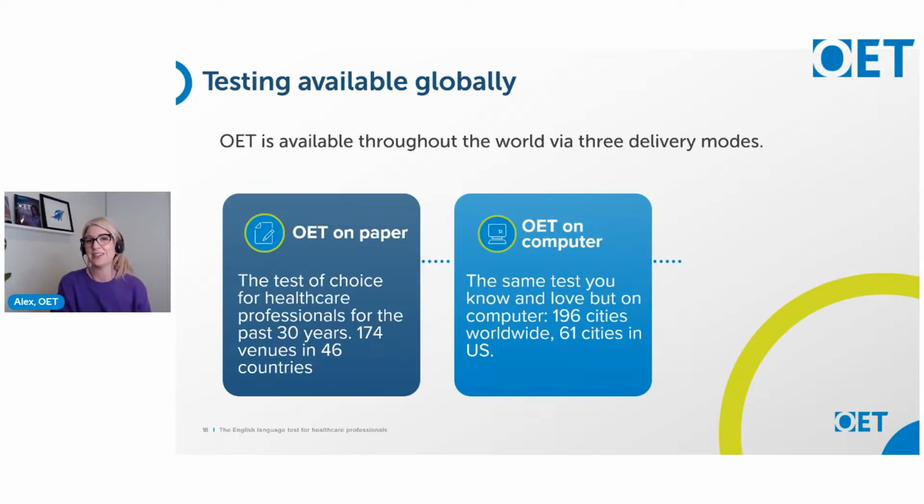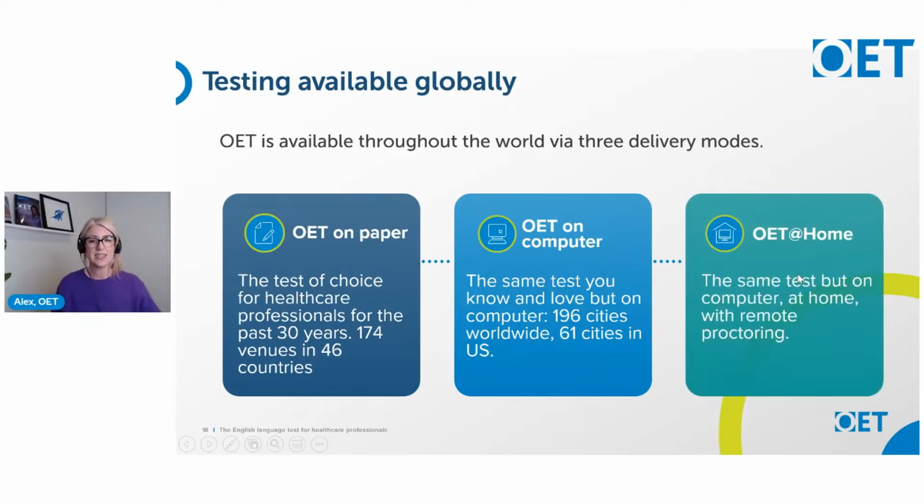This is taken at a test venue. So the same format as OET on paper, but on a computer. This is currently available in 196 cities worldwide, 61 of which are in the US. And also we are trying to grow this all the time. And lastly, this year we launched OET at home, the same test that you know, but taken at your home with remote proctoring, which means supervision, extra supervision to ensure the security of the test.